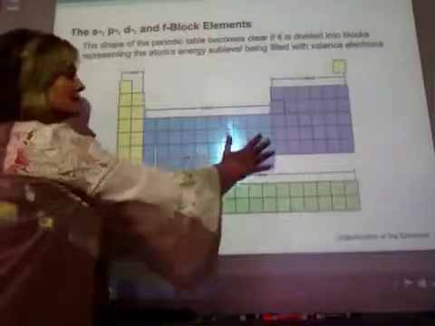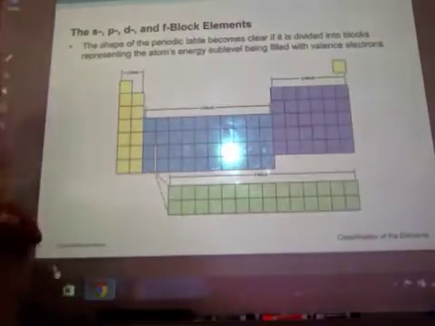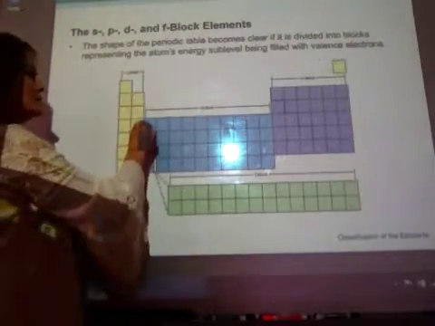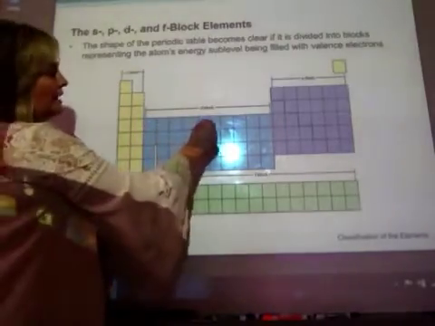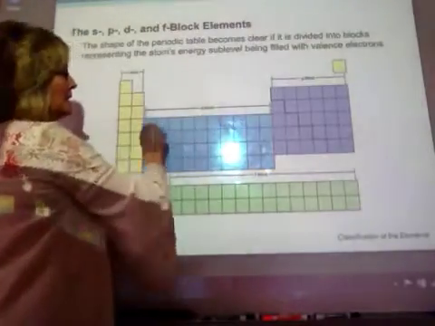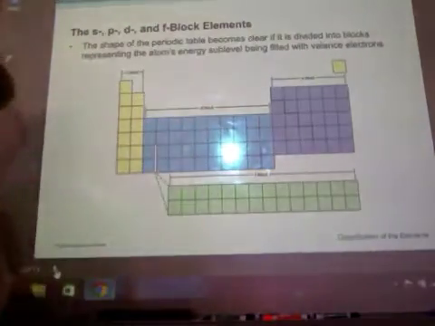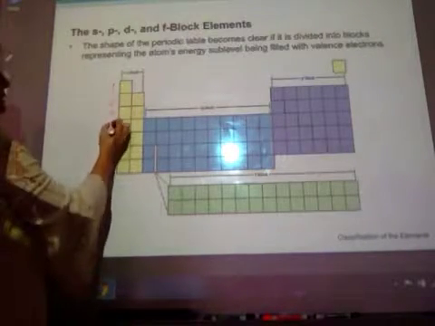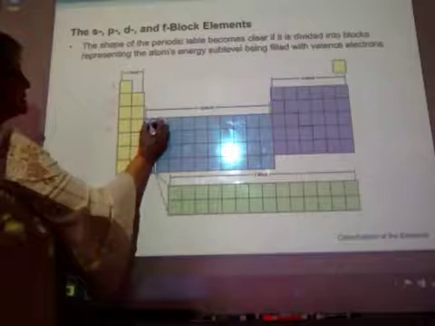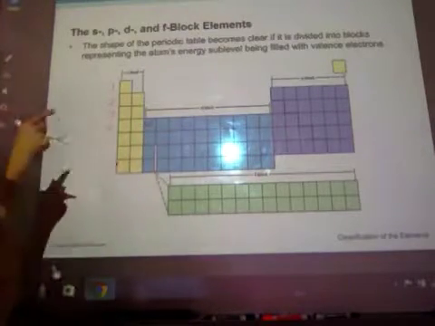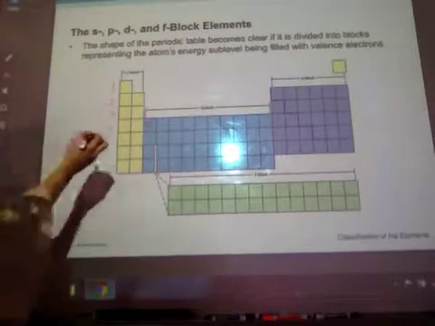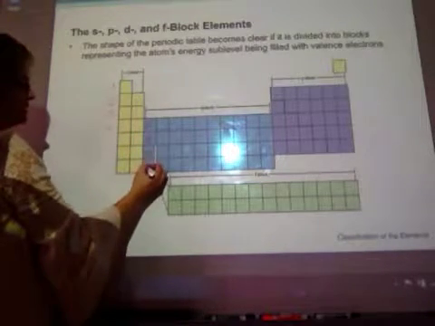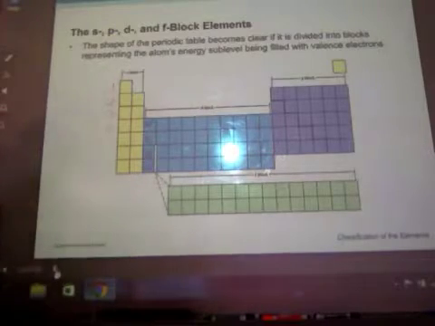The middle are my d blocks. How many electrons does d hold? 10. 5 orbitals, 10 electrons, so d1, d2, 4, 5, 6, 7, 8, 9, 10. The only difference is, here's 1, 2, 3, 4. This is 3d1. You subtract a level. This is my 4ds, these are my 5ds, and these are my 6ds.